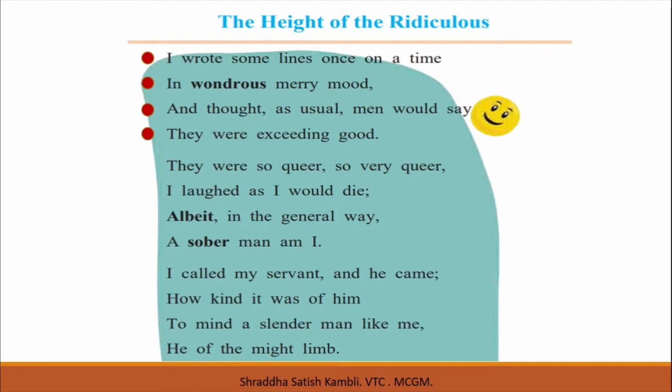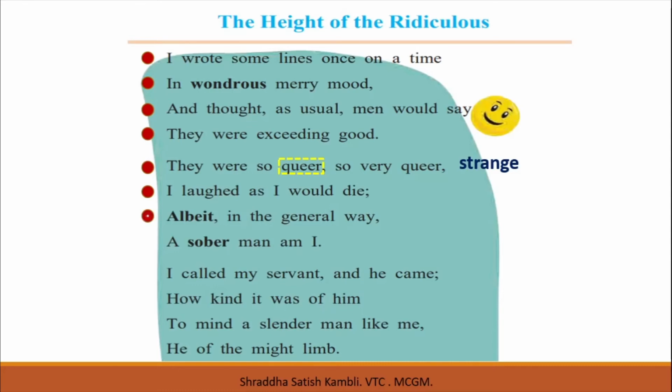So the poet has written some words when he was very happy, and he thought that as usual when he gives it to people to read, they will say it is very good. They were so queer, so very queer. Queer here means strange, different from the normal. He's saying, they were so queer, so very queer, I laughed as I would die. He's saying I laughed so much when I read my own poem that I thought I would die.